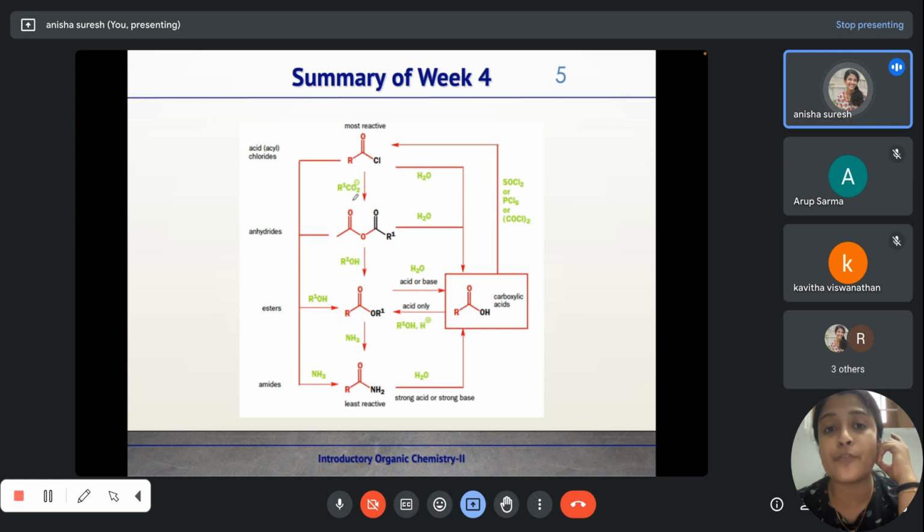Amides can be prepared from the reaction of acid chlorides, acid anhydrides, esters, etc. by reaction with ammonia. So I think the reaction summary chart is clear for everyone.